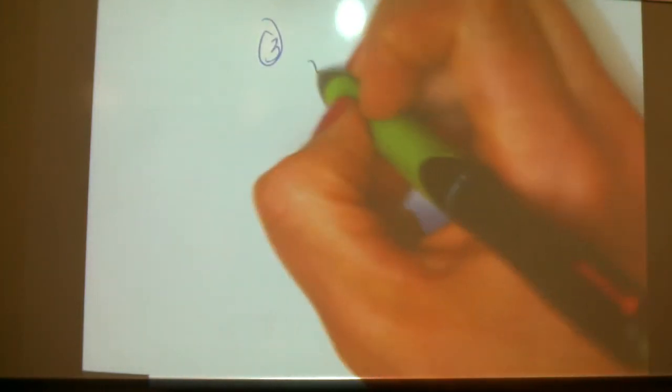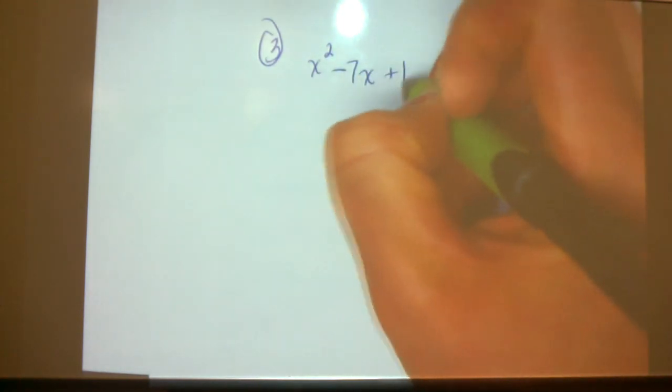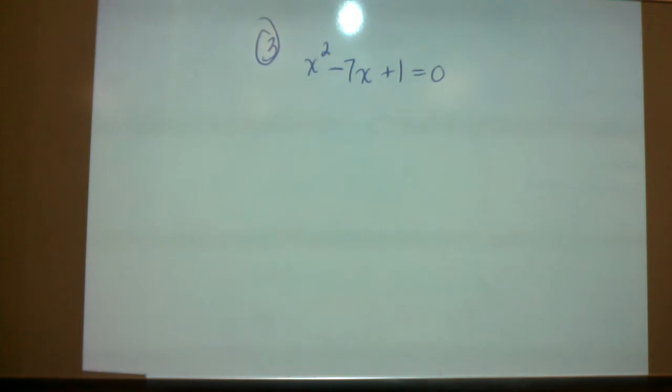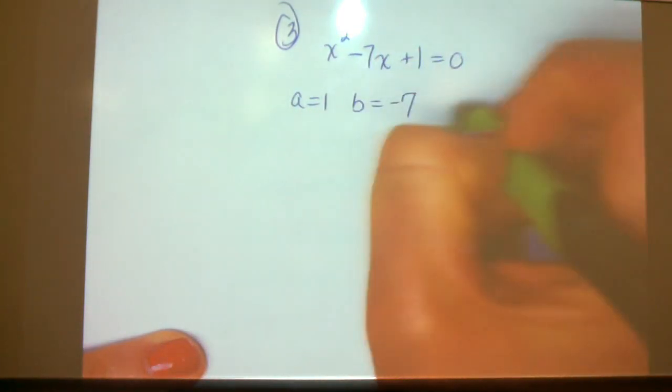There we go. Number 3, we have x squared minus 7x plus 1 is equal to 0. All right, my a is 1, my b is negative 7, my c is 1.